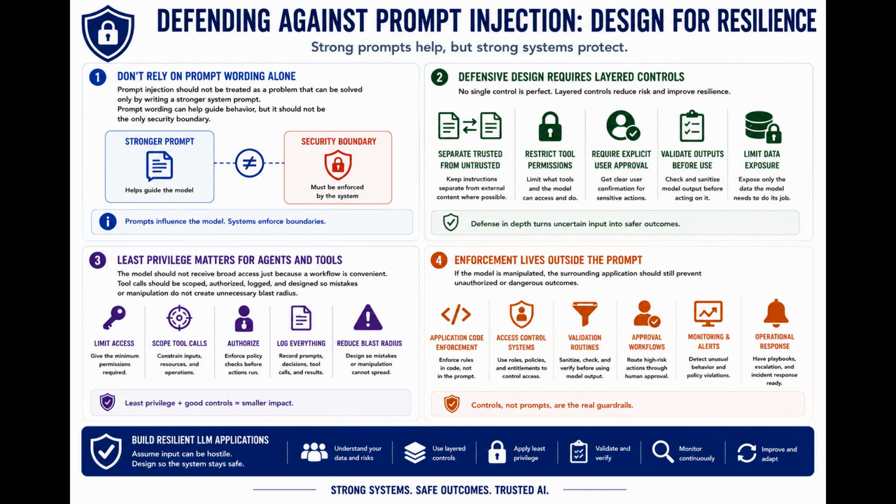Least privilege matters for agents and tools. The model should not receive broad access just because a workflow is convenient. Tool calls should be scoped, authorized, logged, and designed so mistakes or manipulation do not create unnecessary blast radius. If the model is manipulated, the surrounding application should still prevent unauthorized or dangerous outcomes. That means enforcement belongs in application code, access control systems, validation routines, approval workflows, monitoring, and operational response, not just inside the prompt.